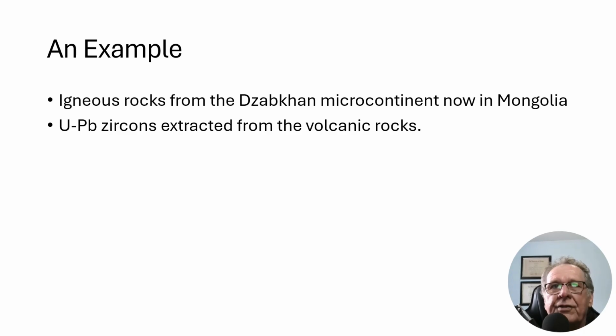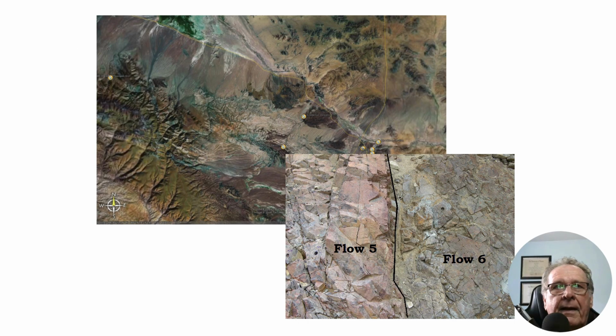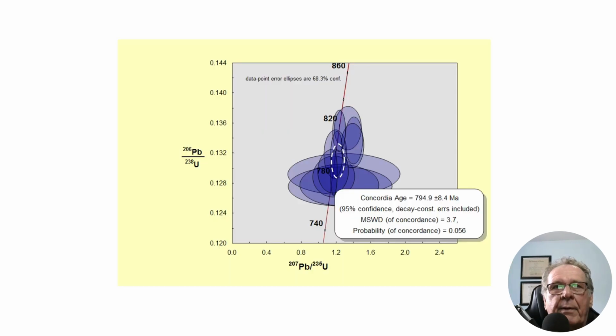This is from igneous rocks on the Zabkhan microcontinent, Mongolia, where we were able to extract these zircons from volcanic rocks. Here is the region in Mongolia. Here are igneous rocks. This is a rhyolite. This is a basalt here. We were able to extract zircons from this rhyolite. We were able to date them.